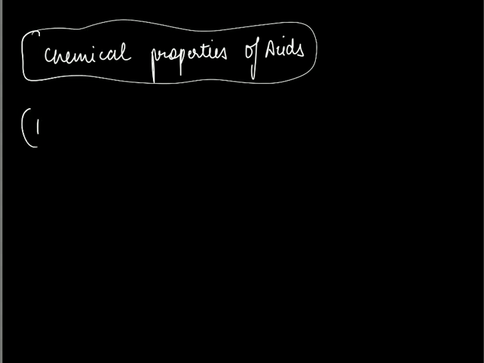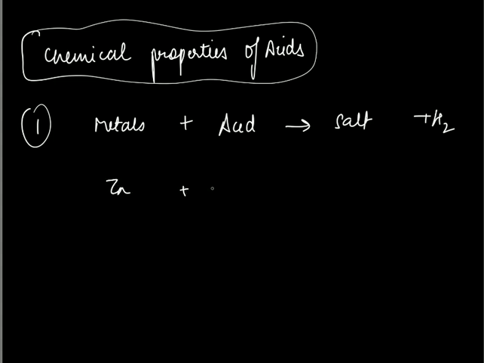So, first one, metals react with acids, any acid. So, let's take in general hydrochloric acid, or you can take sulfuric acid. So, metals reacting with acid are going to give us salt and hydrogen gas. So, we can take multiple examples. So, we can take zinc over here reacting with HCl to form ZnCl2, zinc chloride, and hydrogen gas is formed.